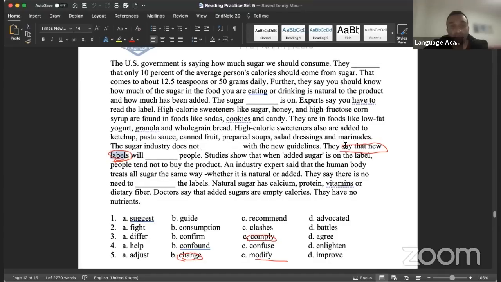Other answers go with that, yes, but see, he's talking about the new guidelines, so that is why the word will be comply. You can't say does not confirm with or does not differ with. Differ, we normally say to. He differed to this. Okay, agree with we use, but sugar industry does not agree with new guidelines. That's not that academic. Okay, so with the guidelines and regulations, we will use comply. Okay, get it? All righty, let's begin with our reorder paragraphs now.